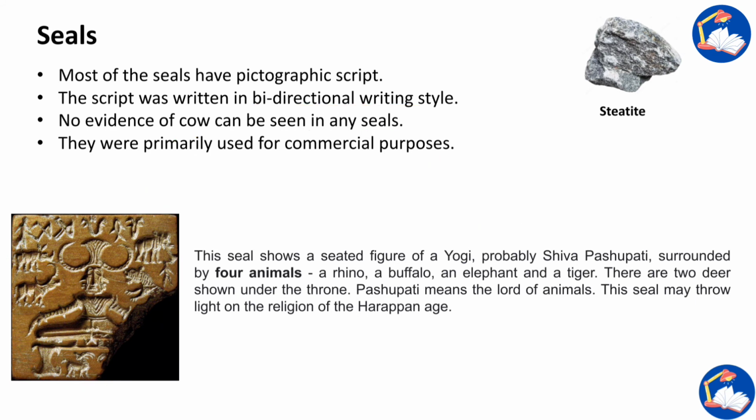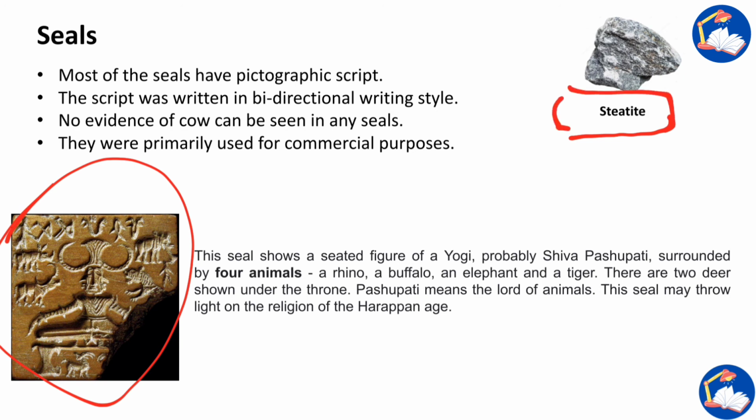Now we come to Pashupati Mahadeva. This seal over here is the image of Pashupati Mahadeva. Most of the seals were made of steatite, a soft rock. Pashupati Mahadeva's seal shows a small figure of a yogi, probably Shiva Pashupati, surrounded by 4 animals. We have a rhino, a buffalo, an elephant, and a tiger, and on the feet, 2 deer. Pashupati means Lord of Animals. The seal may throw light on the religion of the Harappan age.